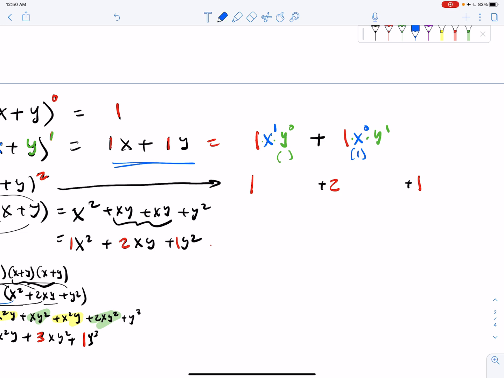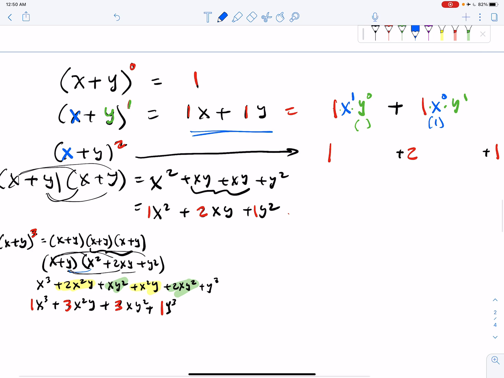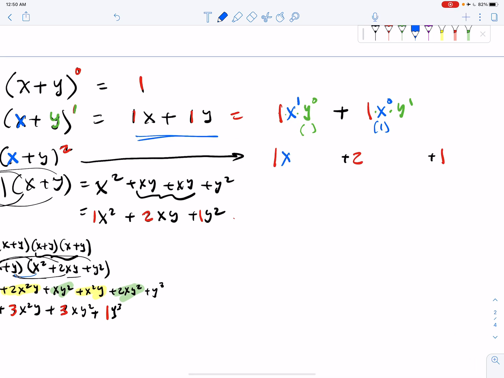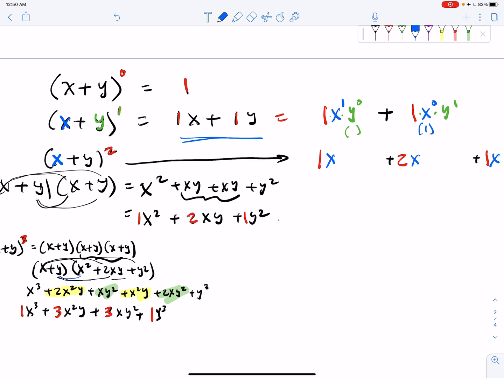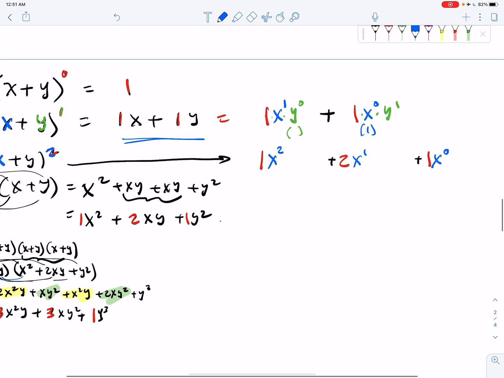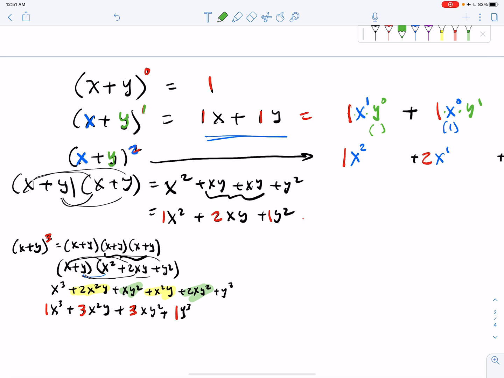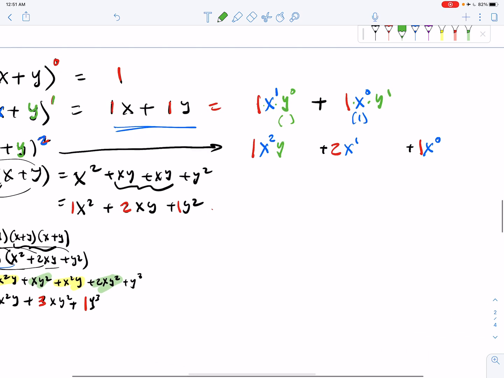Now, all I have to do is take a look at my first variable, which is the blue x. I'm going to write that. And this is going to start with the power that I'm starting with, second degree. So it's going to start with 2 and descend, 2, 1, 0. And then I'm going to take my second variable, y, and I'm going to write that, and I'm going to ascend it. Ascending order, so it's going to be 0, 1, 2.